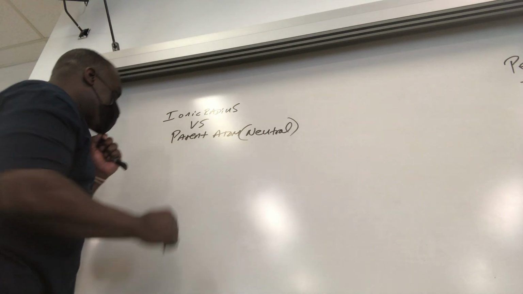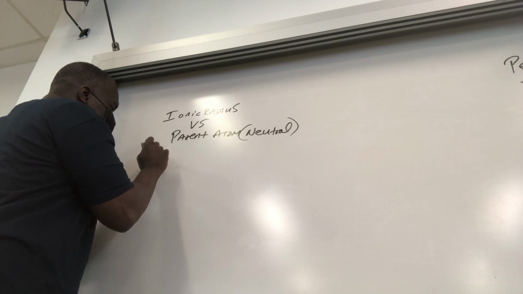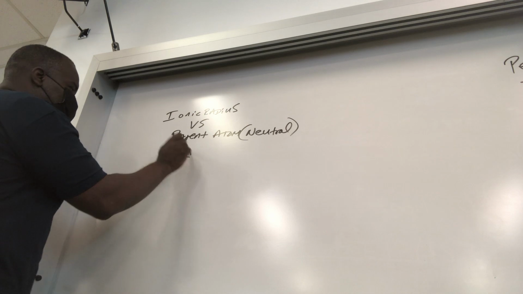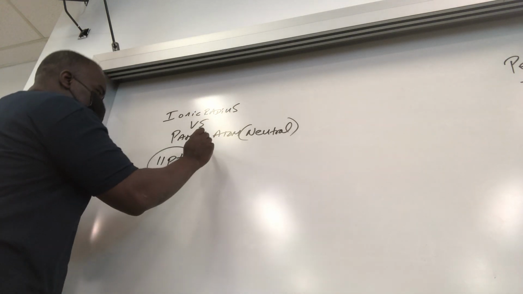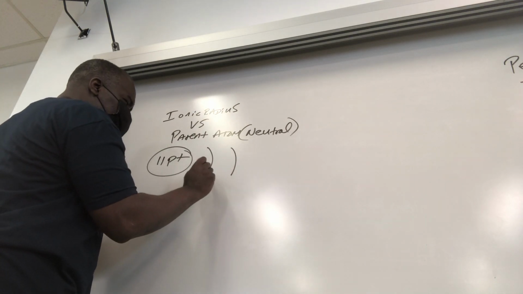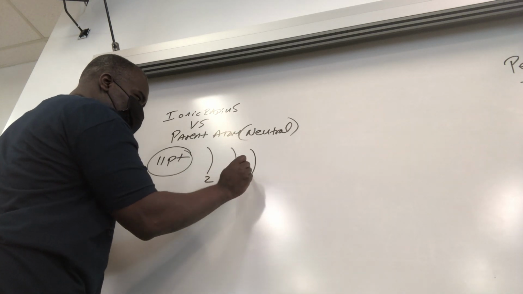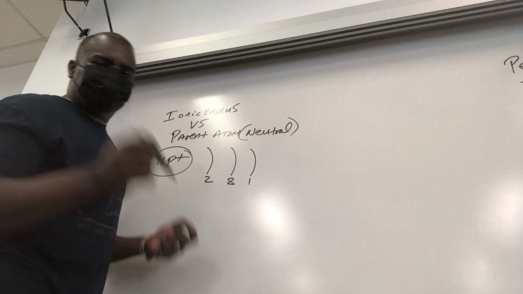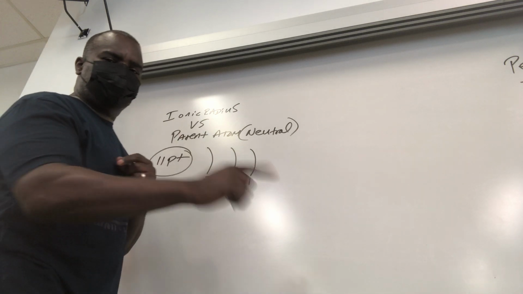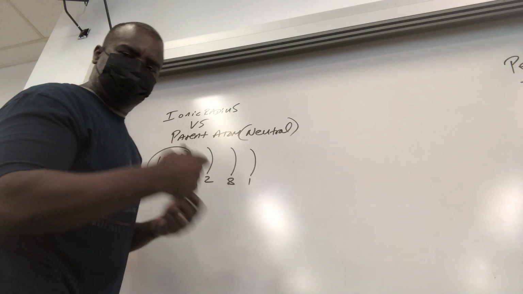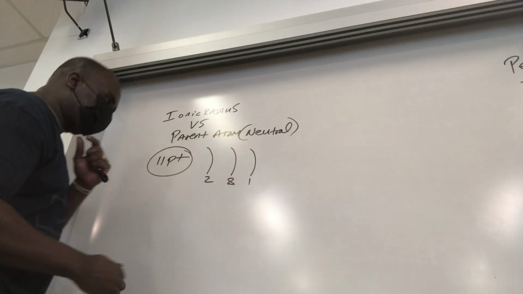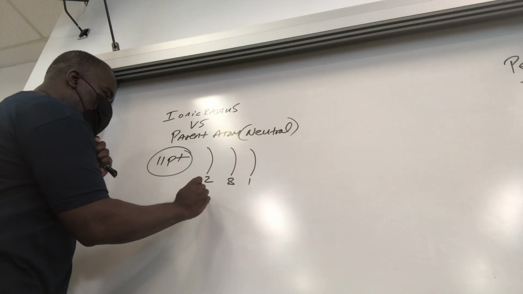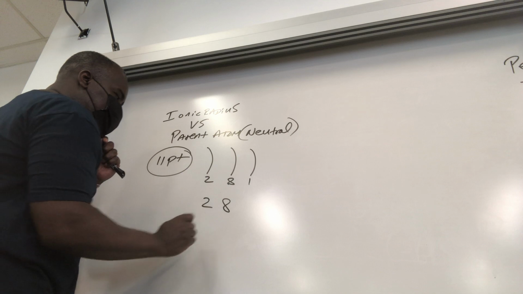Let's do sodium, right? Now we know sodium has what? It has 11 protons in the nucleus. Its configuration is 2, 8, 1. Now guys, in order for sodium to achieve a stable octet, it's gonna lose its valence electron. Metals like to lose their valence electron to achieve stable octets. So instead of being 2, 8, 1, it's gonna turn to 2, 8.